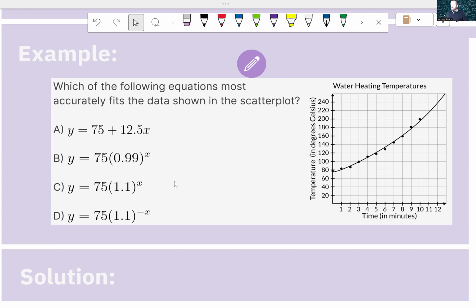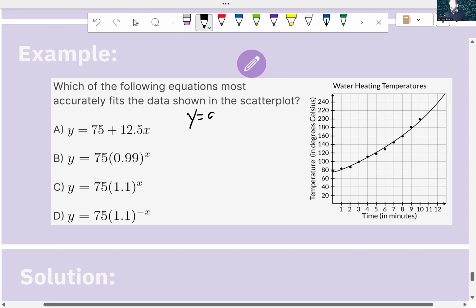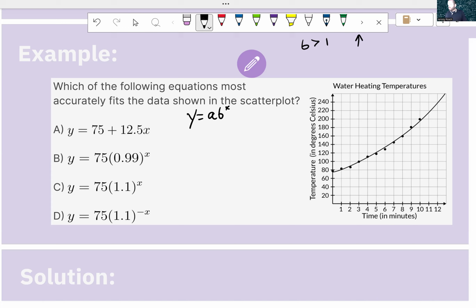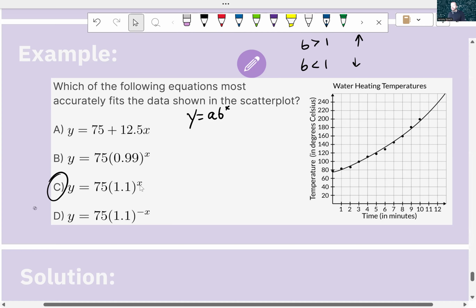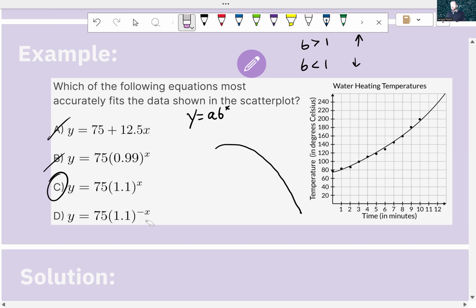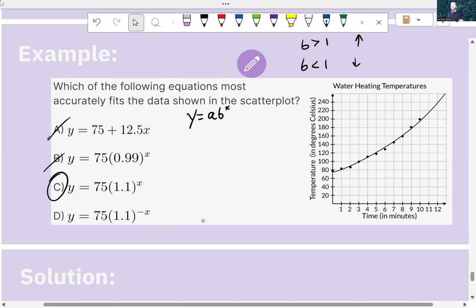Something to know about exponentials is they're in the form y equals ab to the x. If b is greater than 1, then it's going up. If b is less than 1, then it's going down. So it's got to be answer choice C. Now, if you're stuck between C and D, let's look at a positive exponent versus a negative exponent. It can't be A because that's linear. It can't be B because that means it's going down. It's less than 1, so we would have a graph that would start to look like that. But let's look between C and D next.